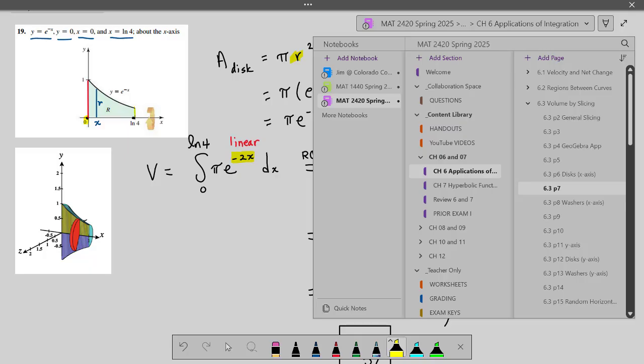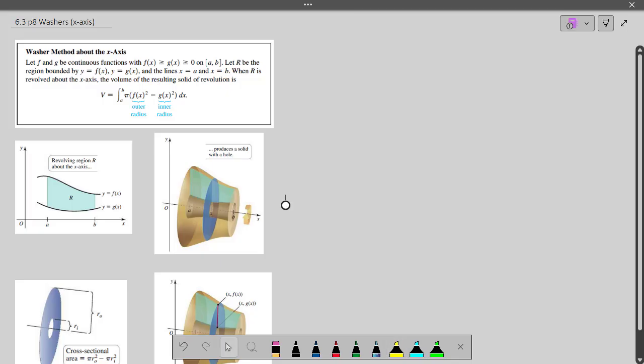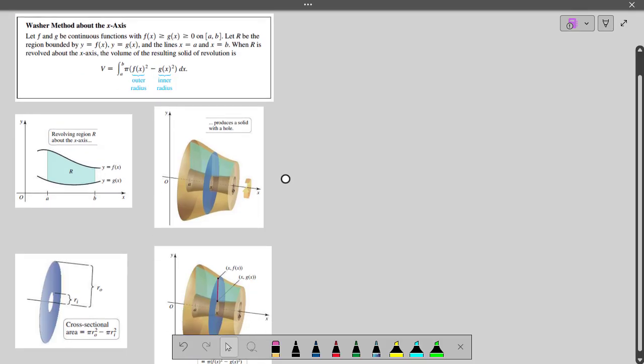Another example. This is going to be called a washer, and it's really just a glorified disk problem. The area of a washer is the outer disk's area minus the inner disk's area. So whatever the outer function is, we do pi r squared to get that outer disk's area, and then we subtract off whatever the inner function is. The inner function will create an inner disk of pi r squared also.